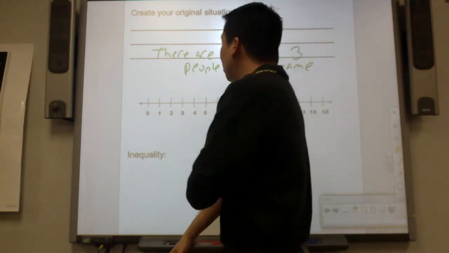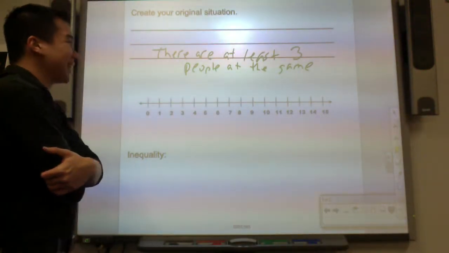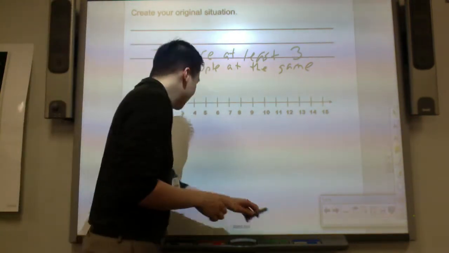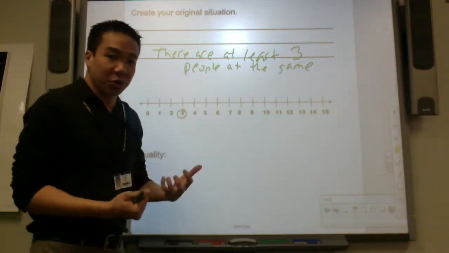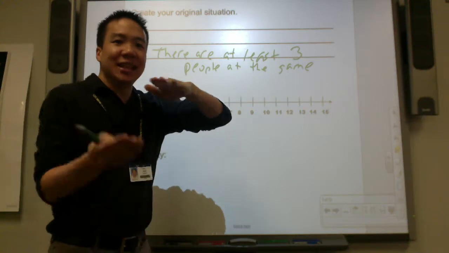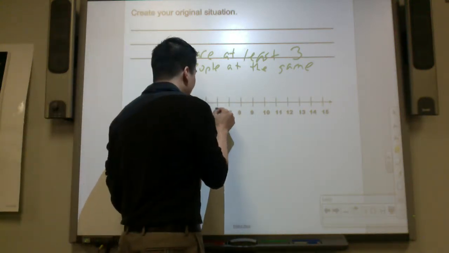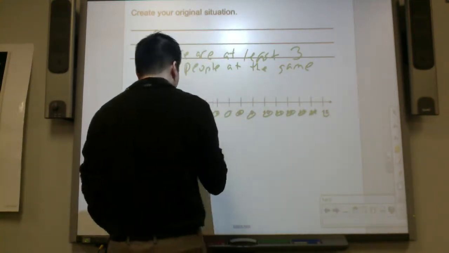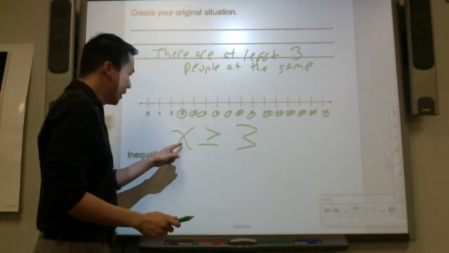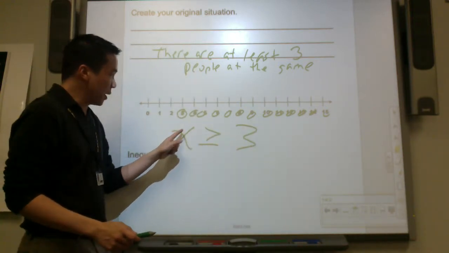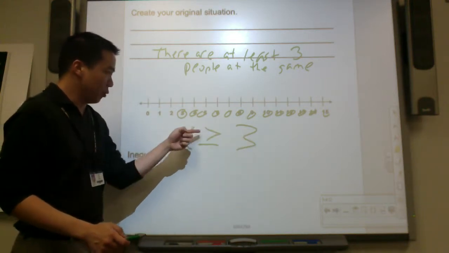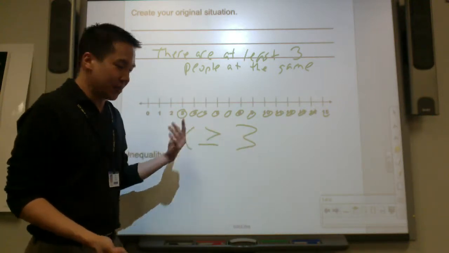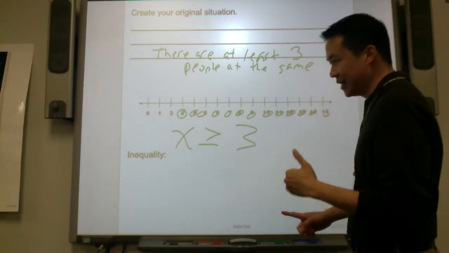Now can you create an original statement that makes sense? There are at least 3 people at the game. At least means it must include 3. 3 is the least it can be. So it has to be 3, 4, 5, 6, 7, 8, 9, 10, and so on. That's why I put a line there, for equal to 3. But it can be more than 3, like 4. Is 5 at least 3? Yes, it is. So again, least and most.